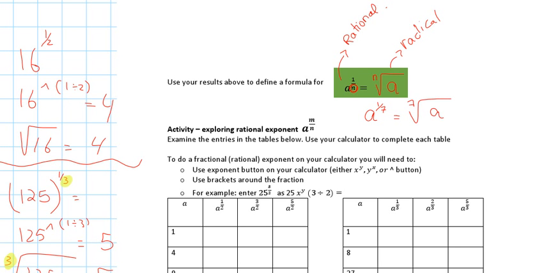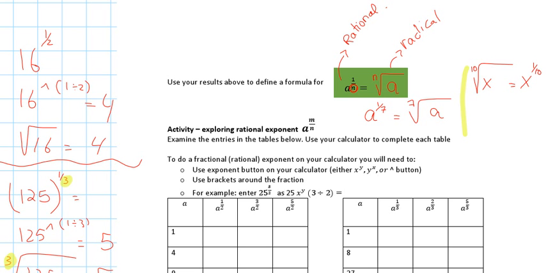Okay? If I give you this, and I ask you to write it in rational format, what would you write? X to the power of 1 over 10. So you see that? Whatever is in the radical is going to be in the denominator of your exponent.